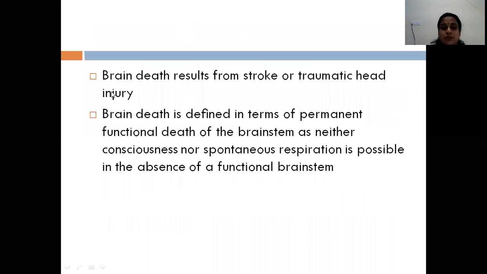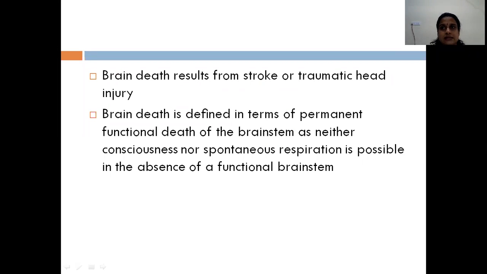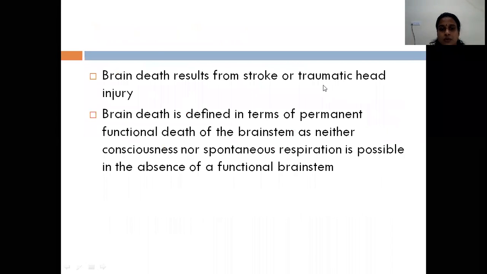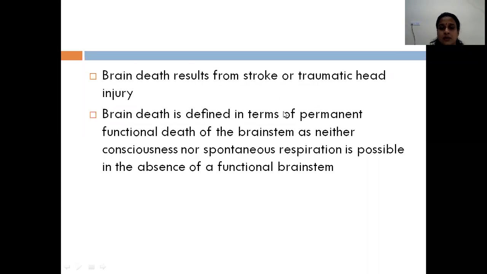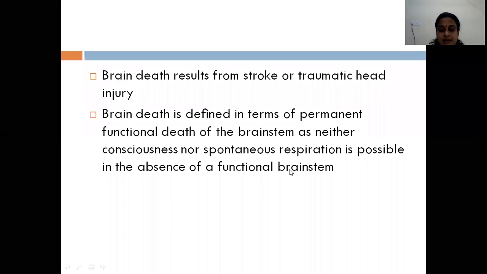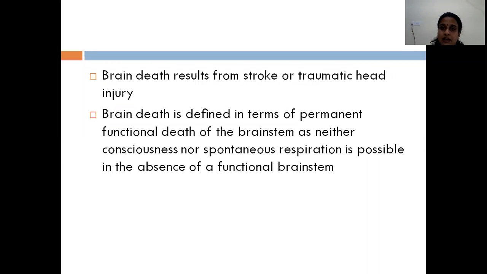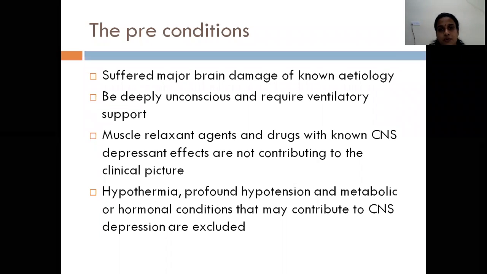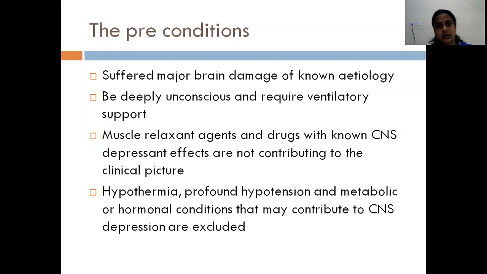Now you have to understand what brain death is. Declaration of brain death is very critical, and it has its own legality in various countries. It results from a stroke or traumatic head injury wherein the brainstem stops functioning. And how is that known? It is the permanent functional death of the brainstem, with loss of consciousness and loss of spontaneous respiration in the absence of a functional brainstem. This is how a brain dead patient is defined, and he has to be declared dead by a team of doctors before there is any chance of organ donation.